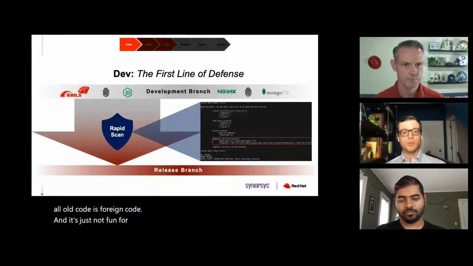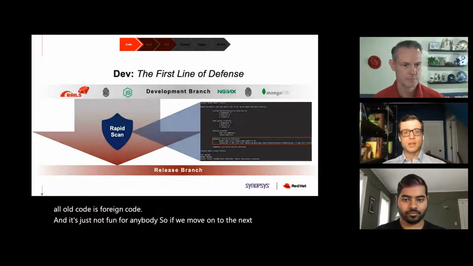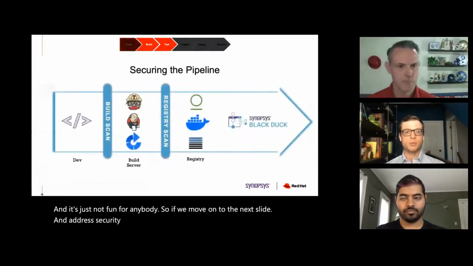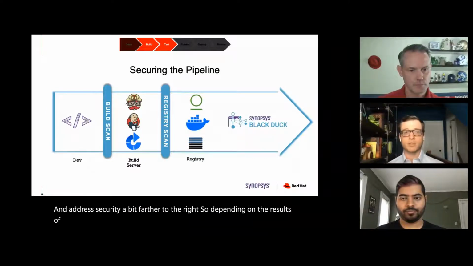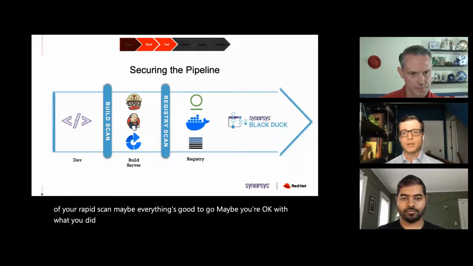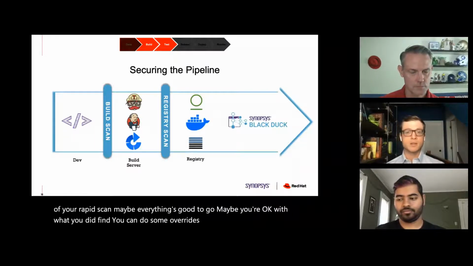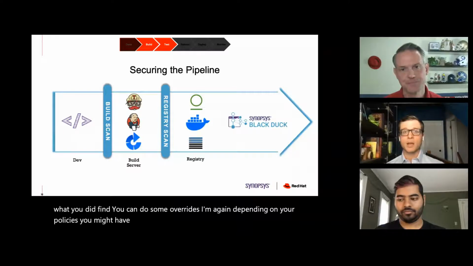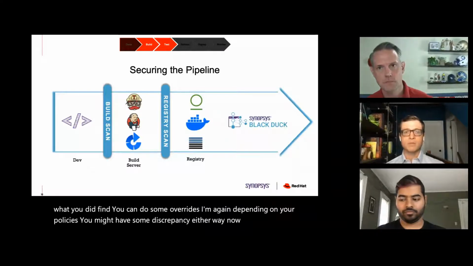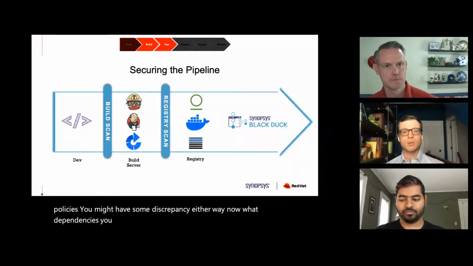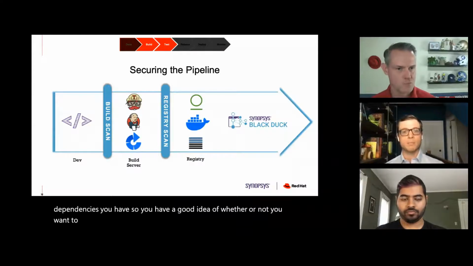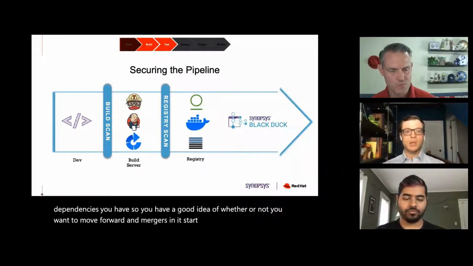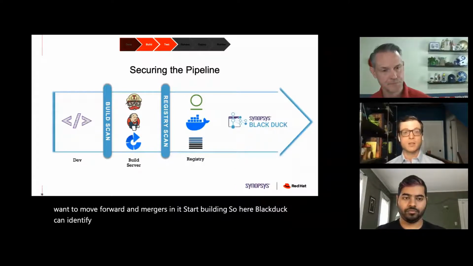So if we move on to the next slide and address security a bit farther to the right. Depending on the results of your rapid scan, maybe everything's good to go. Maybe you're okay with what you did find. You can do some overrides. Again, depending on your policies, you might have some discrepancy. Either way, now you know what dependencies you have, so you have a good idea of whether or not you want to move forward and merge those in and start building. So here, Black Duck can identify open source that dependency analysis cannot.